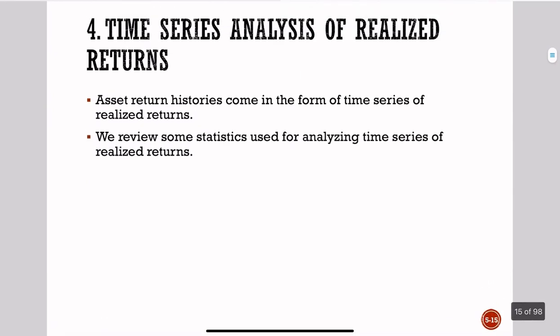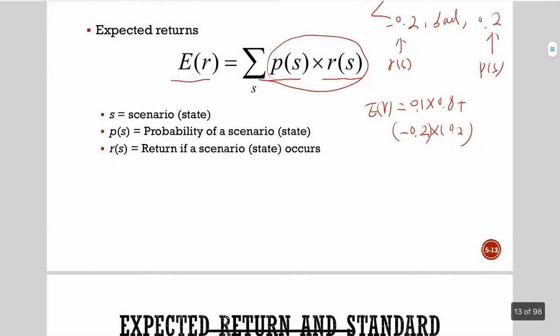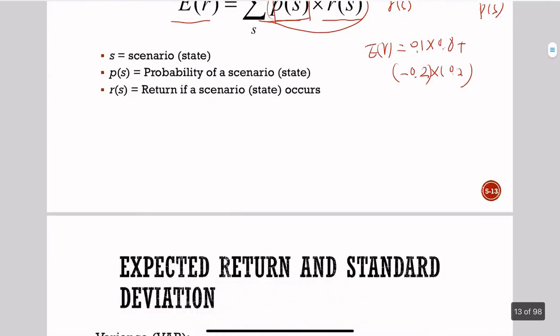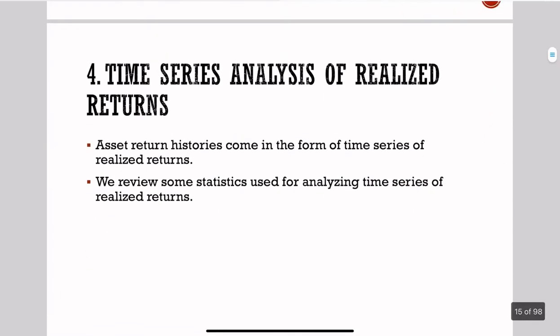Okay, now let's talk about realized returns. If you're talking about probabilities, you can see that you're given a probability distribution of returns. But in reality, you generally don't get this distribution. In reality, you will deal with realized returns.